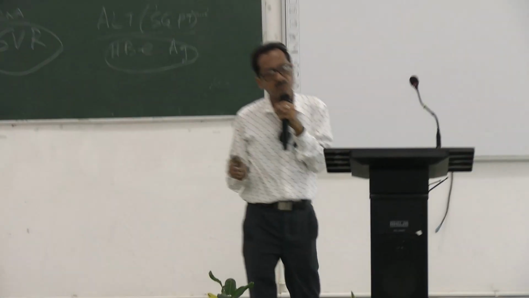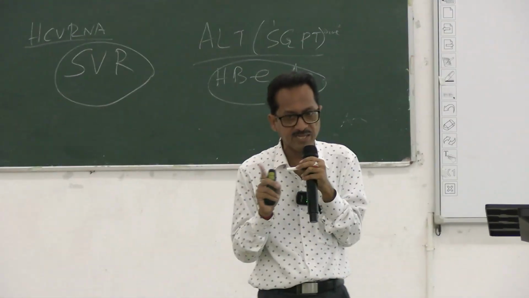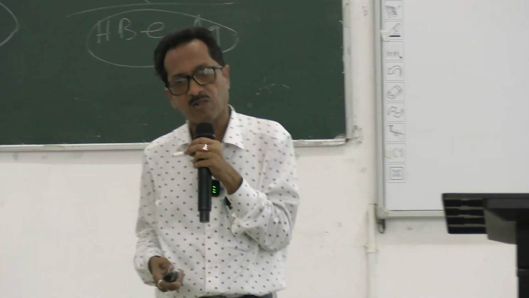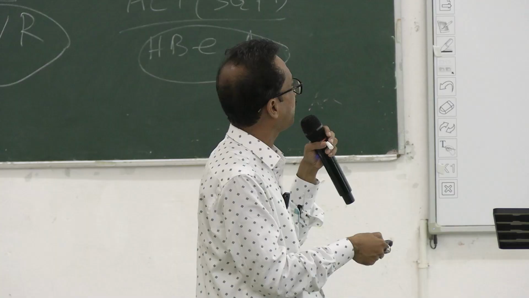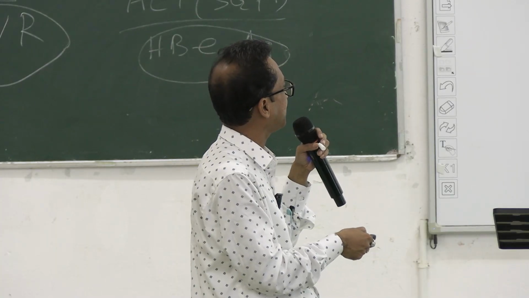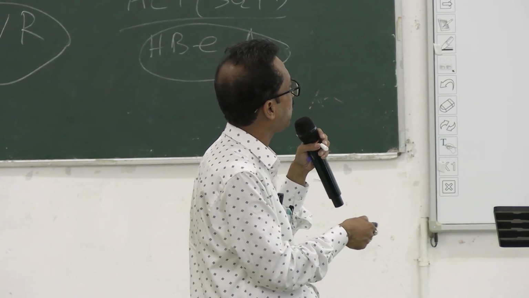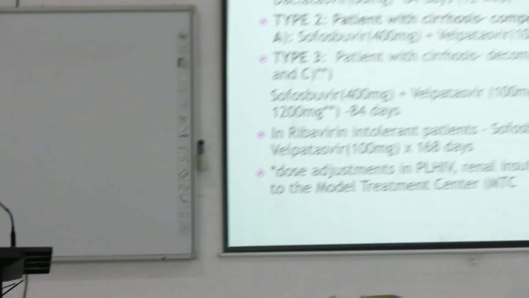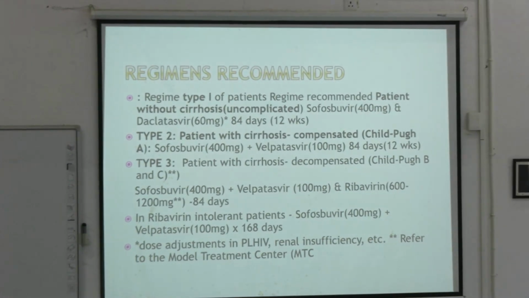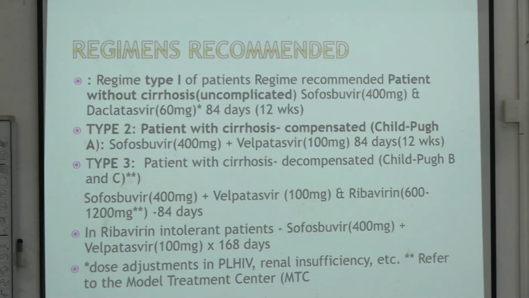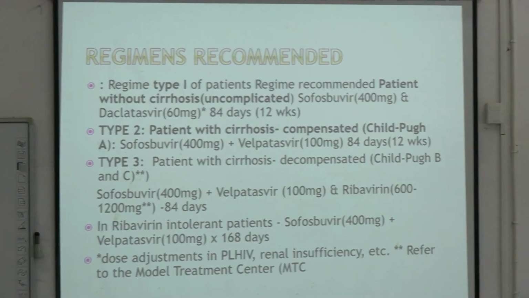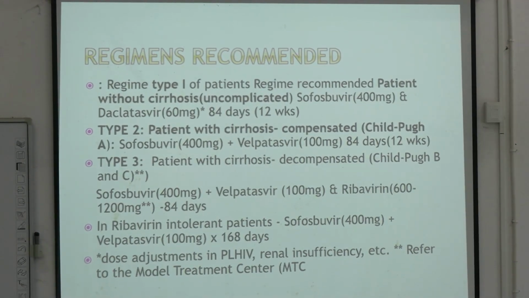So at least you should remember one thing. If you don't remember all the regimens, the commonly used regimen is Sofosbuvir 400 mg and Daclatasvir 60 mg for 84 days. At least remember these two drugs, and they are directly acting agents and they can lead to sustained viral response or cure. So this is HCV.